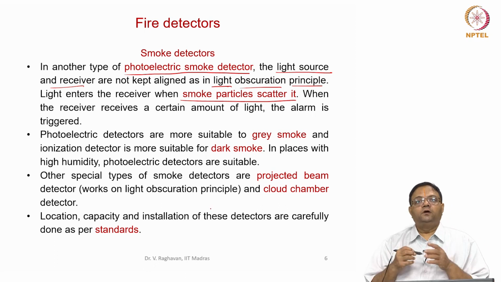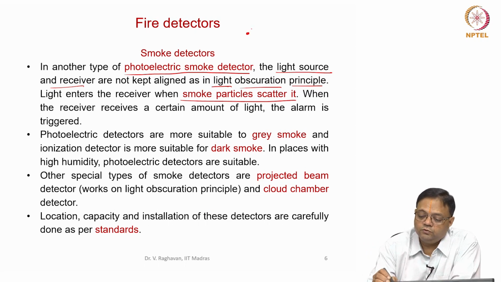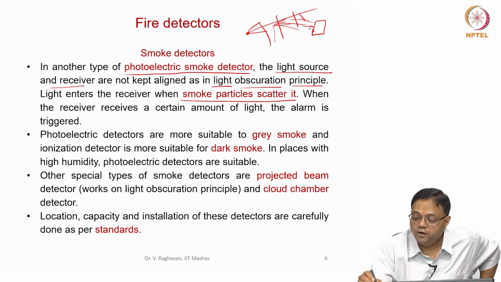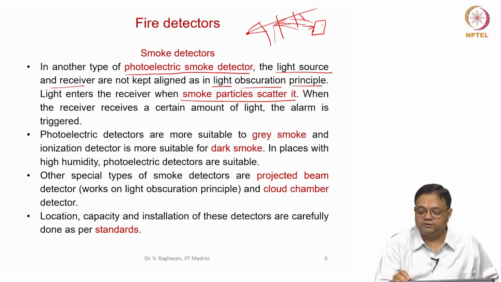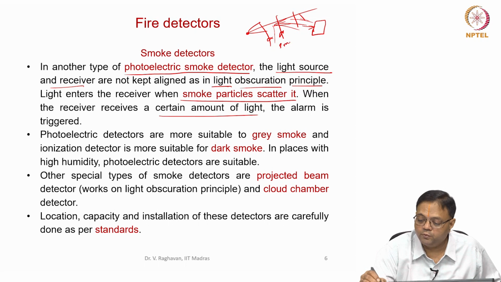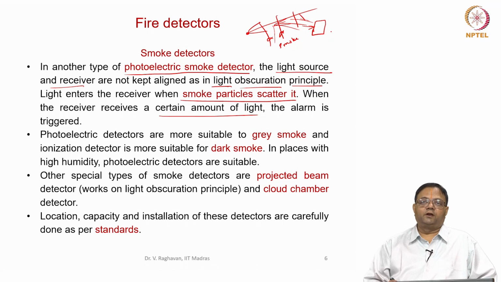That is it. Or else it will not receive at all. See, for example, there is a light source, smoke goes through this, and the light is scattered basically, and the receiver will be kept somewhere here, not in the line of sight of this. So, the scattered light from the smoke will go to the receiver. If certain intensity of light is received after being scattered by the smoke, then alarm will be triggered.